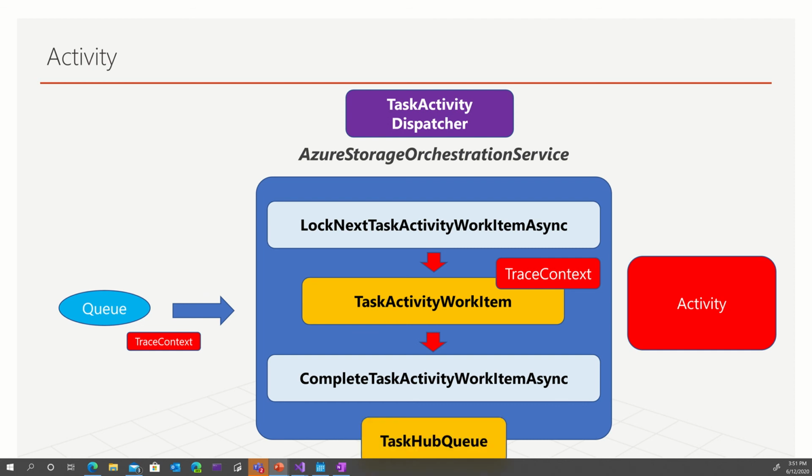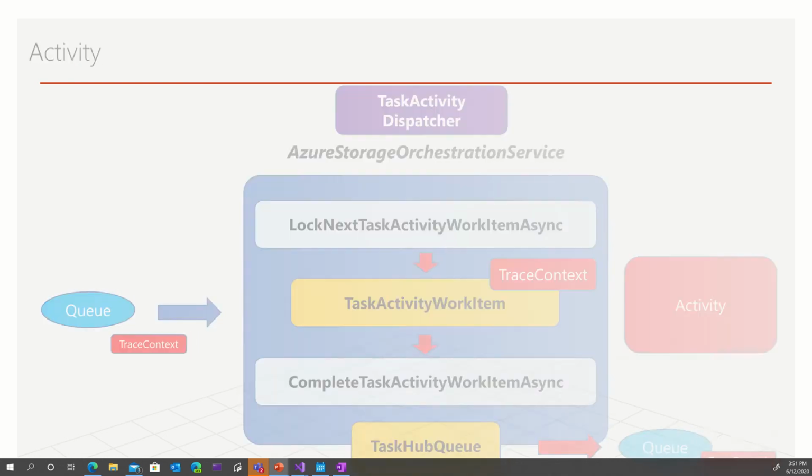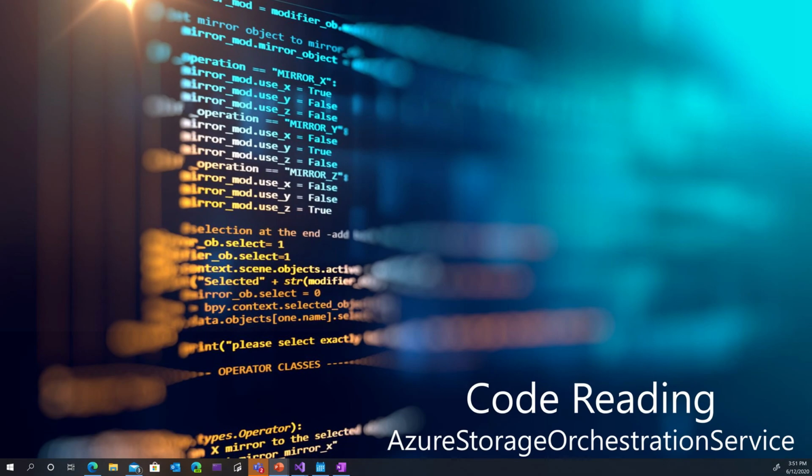Then this eventually calls the task hub queue, passing the trace context, and that trace context is included in the queue. This is the basic behavior of the orchestrator and the activity. So that's it. Let's jump into the code reading.